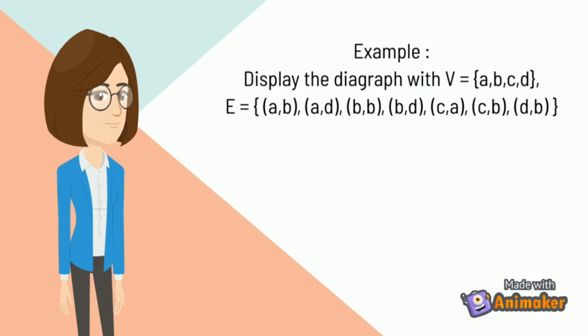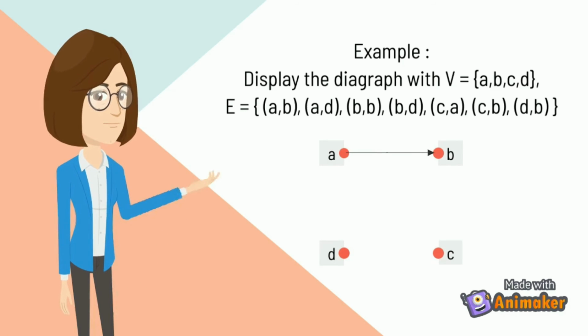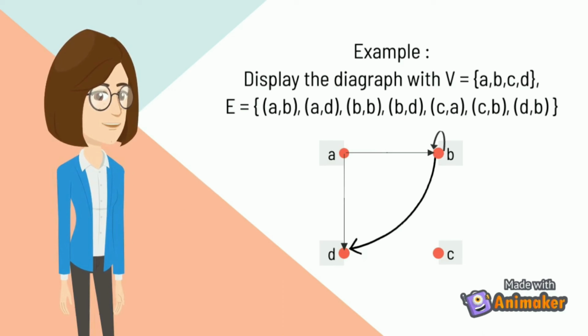Focus on this example. Display the digraph with V containing elements a, b, c, d, and e, with the following ordered pairs. How do we create a digraph based on these two sets? Let me show you a simple way to do it. First off, draw each of the vertices in a correct manner. Then, simply draw the arrows starting from the first ordered pair, that is (a, b), which means a maps to b, and then proceed with the next ordered pairs.